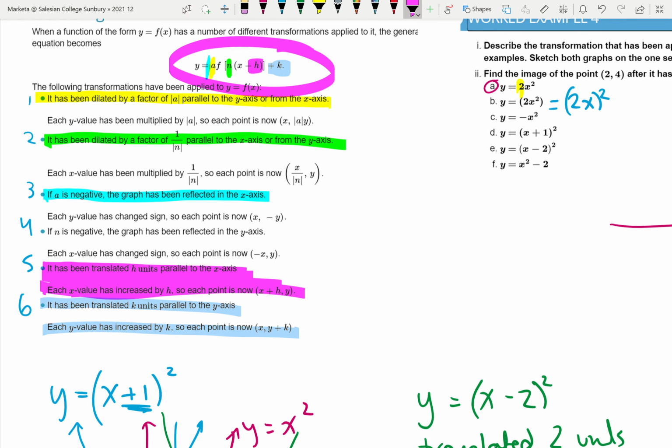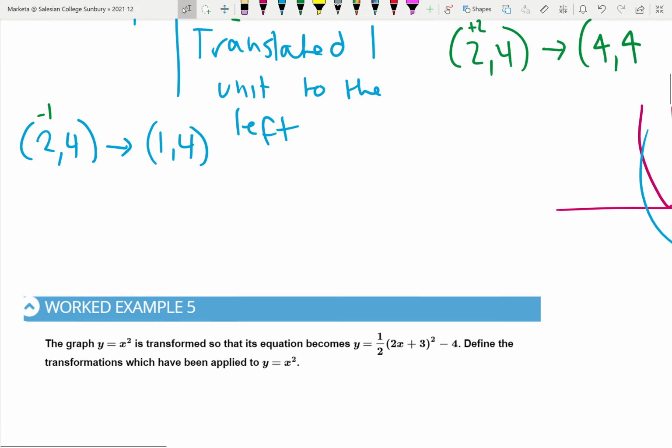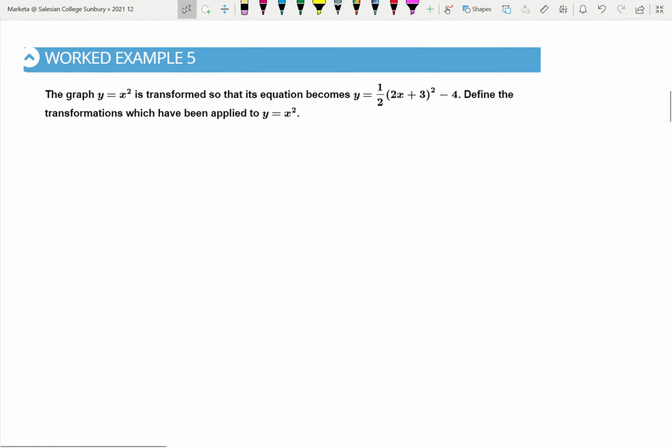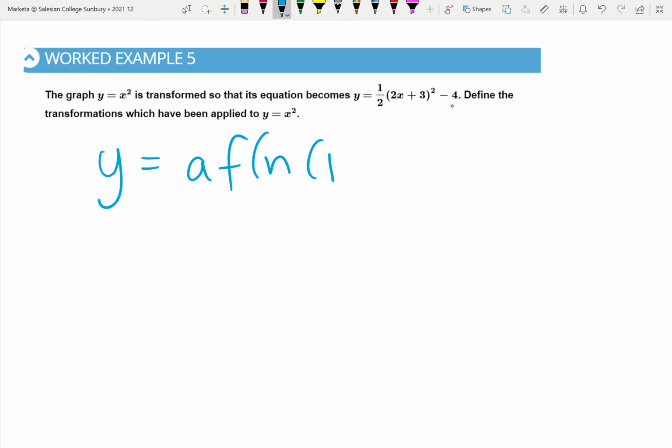This is quite handy, as I said, so you might like to write that down in your book and just refer to it as you're working through this chapter. Now, I'm going to do worked example 5, and I'm going to use that equation again so that we can see and describe each of the transformations pretty easily. So let's write this out. y equals a f of n(x minus h) plus k. So that's just the equation that we saw above, the one that I said was pretty handy. So this is f of x here.